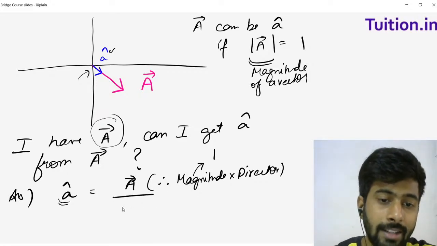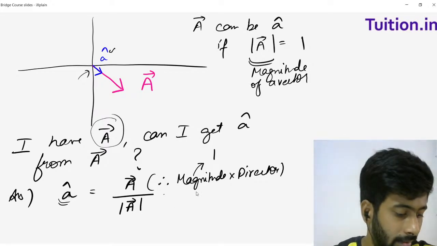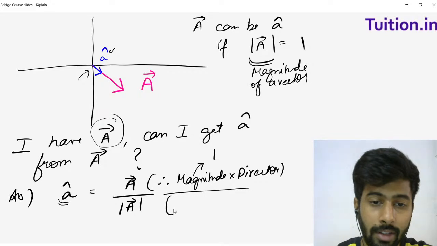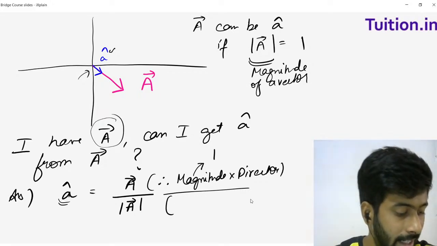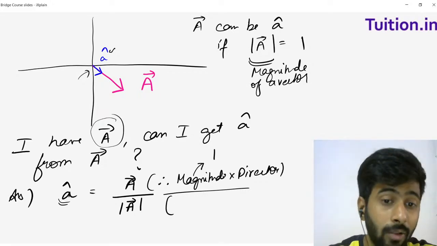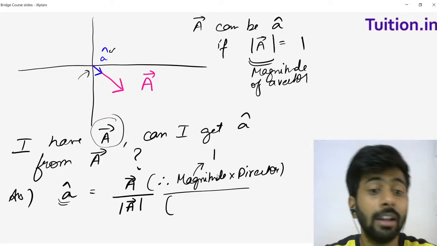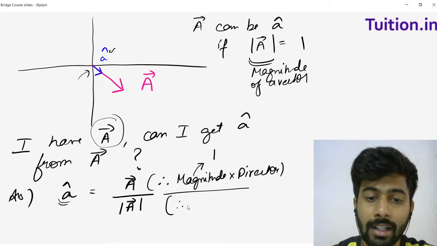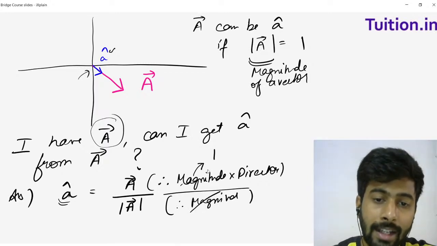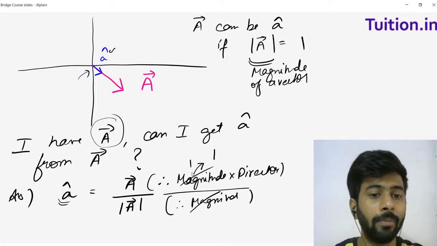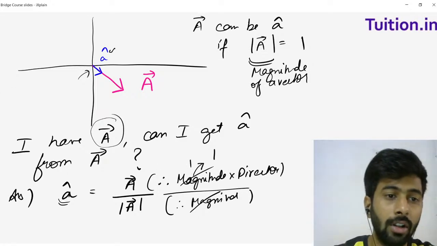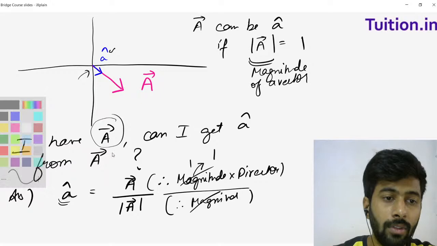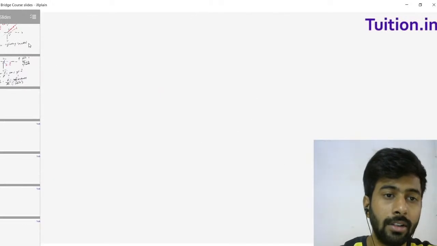If you divide this a bar with its magnitude, then you have to divide a bar with a scalar quantity. What is that scalar quantity that you will have to divide it with? You will have to divide it with the magnitude of a bar, because then the magnitude will get cancelled, or in other words, it will become 1, and then you will only be left with direction.